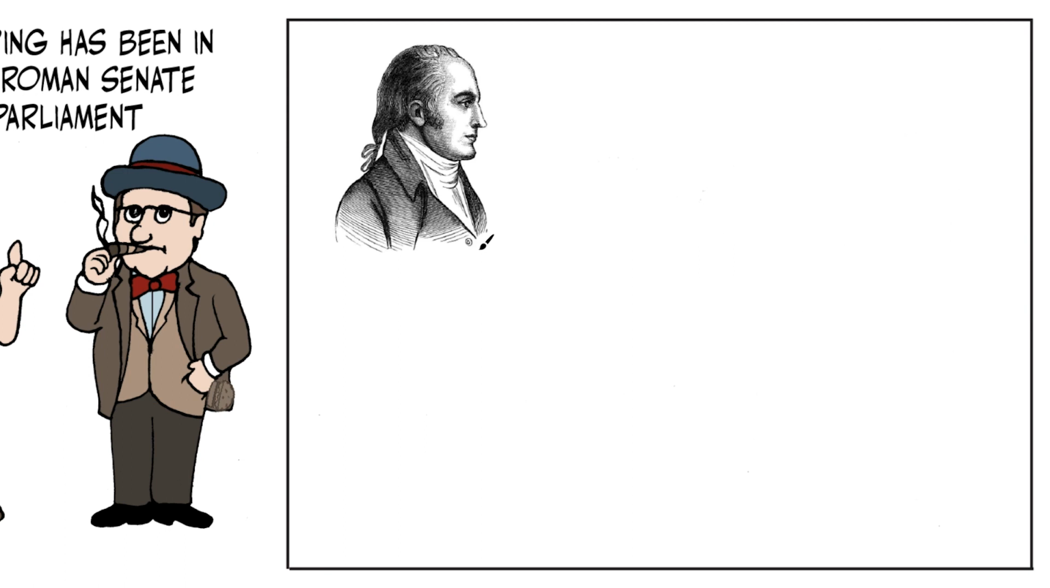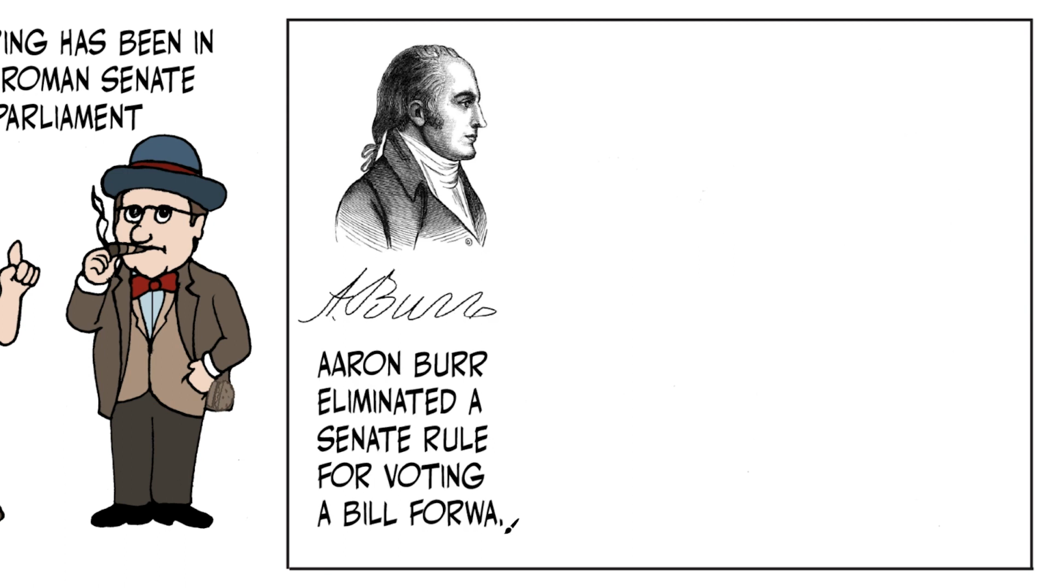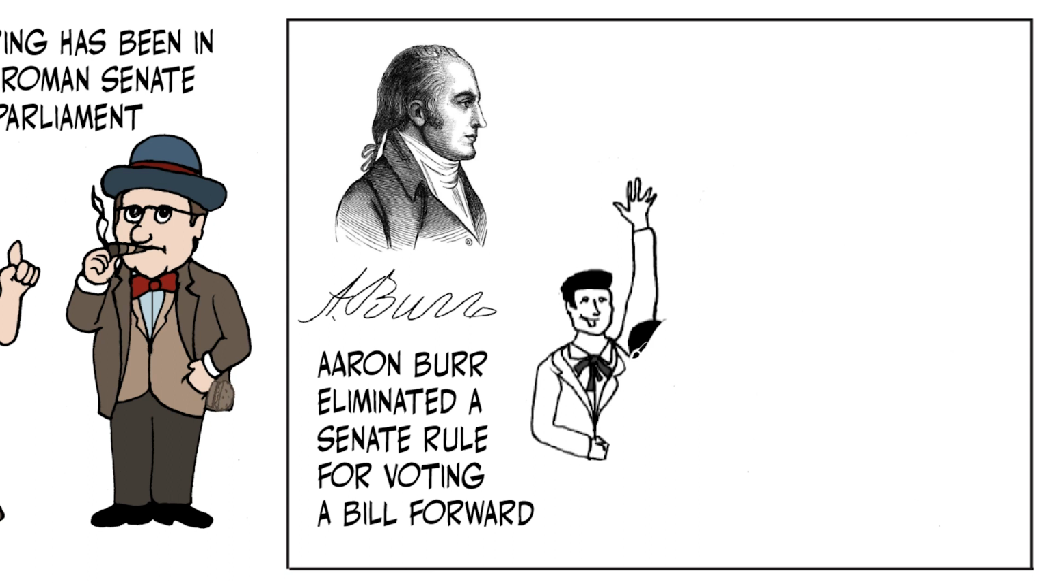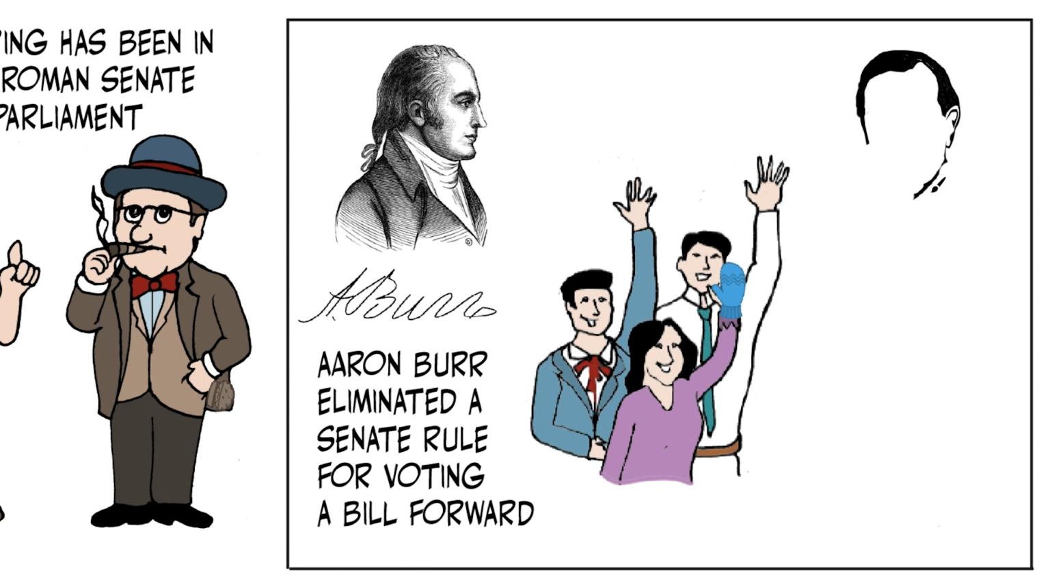In 1806, Vice President Aaron Burr thought the Senate had too many rules and got rid of one allowing any senator to move a bill forward with a simple majority vote that ended debate and allowed it to be voted on. But with this rule change, a minority could now theoretically debate a bill forever by holding the Senate floor and prevent it from moving to a vote, and this led to the creation of the filibuster.